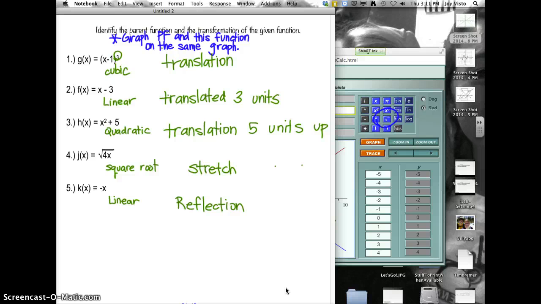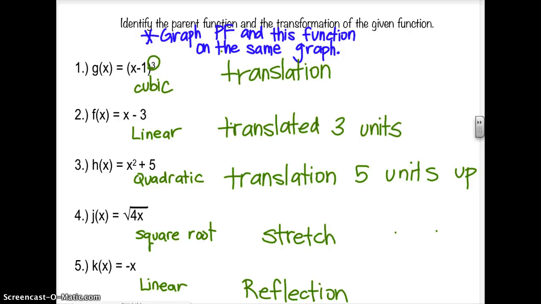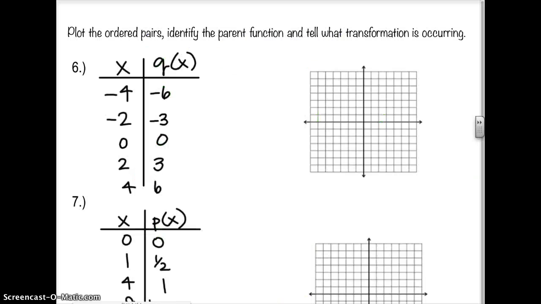There's one other way to look at parent functions and tell what transformation it is. Sometimes you're going to be given a huge chunk of ordered pairs. It says plot the ordered pairs, identify the parent function, and then tell what transformation happened. So let's look at this first one. We have ordered pairs at negative 4, negative 6; negative 2, negative 3; 0, 0; 2, 3; and 4, 6.